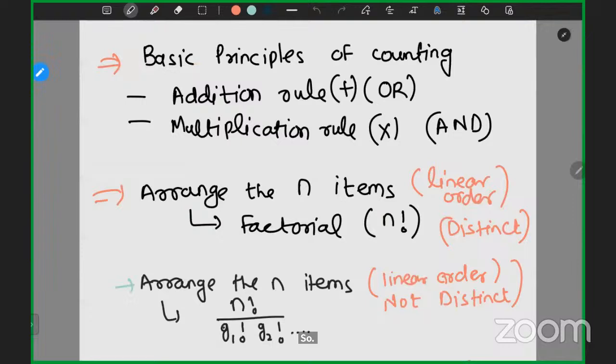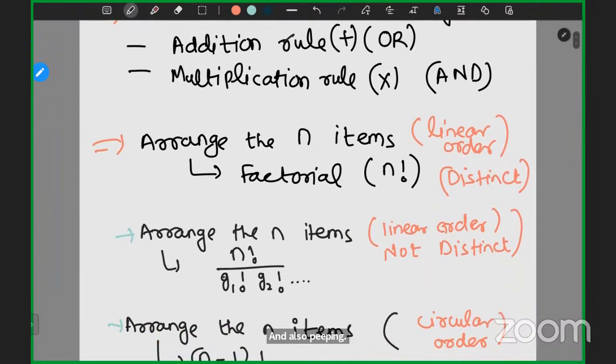So what we are going to do in today's session is understand the basic principle of counting. What is the addition rule, or the 'or' function? Wherever conditions are like A or B, then you count by adding them. I'll explain that. Then the multiplication rule, when you say A thing happening and also B thing. That is the multiplication rule.